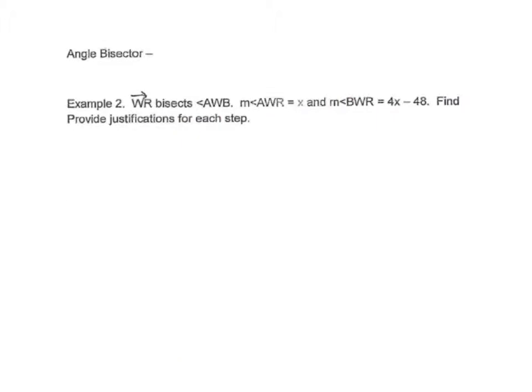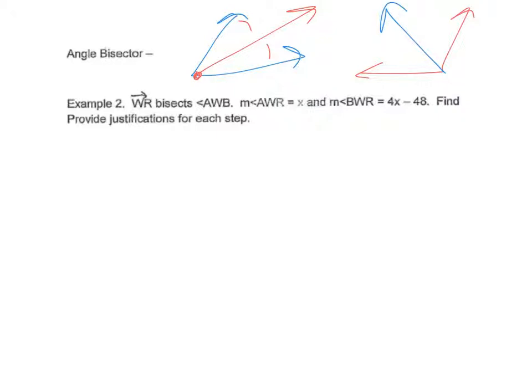An angle bisector is, if you have an angle, it's a ray, because it starts at the vertex, that splits an angle into two equal parts. So an angle bisector, if you have an angle, the bisector is going to be the ray that puts the angle into two equal parts. So the first one, WR bisects angle AWB.